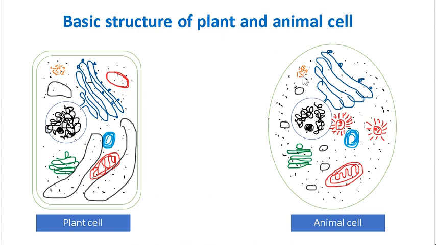Glycogen granules, because in case of animal cell, the sugar is mainly stored in the form of glycogen, and it is mainly stored inside this granule part, and we call them glycogen granules. But in plant cell, we call them starch granules. So these are the different parts of the plant cell and the animal cell.